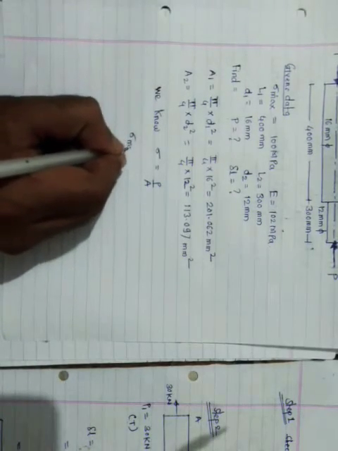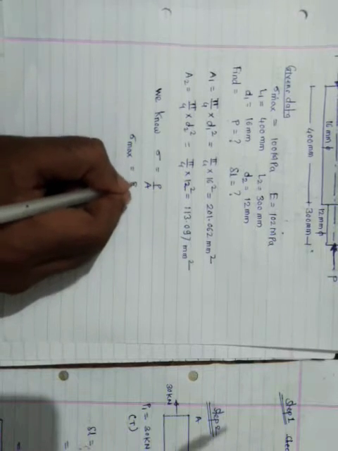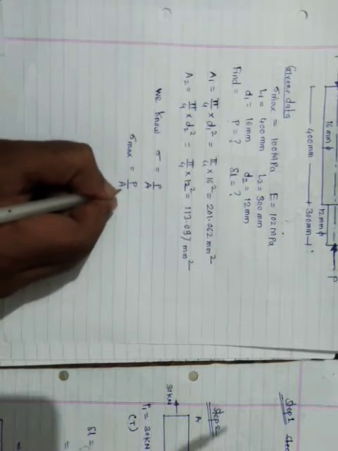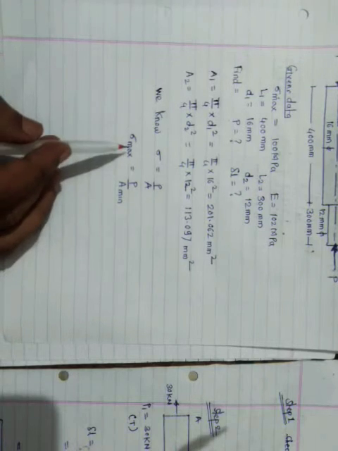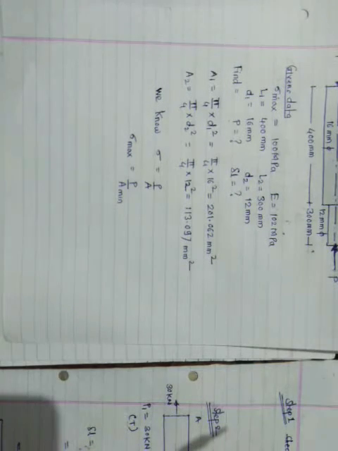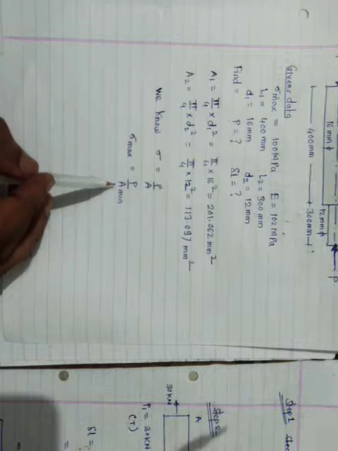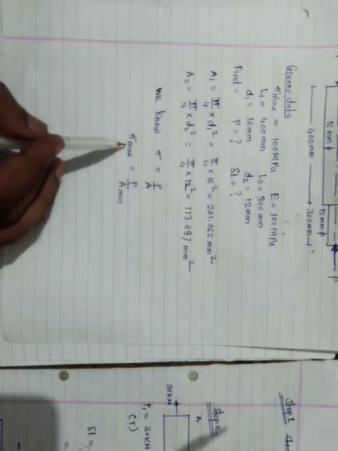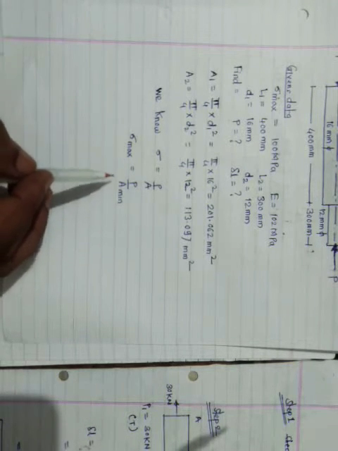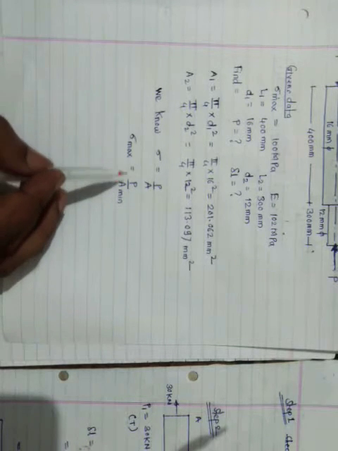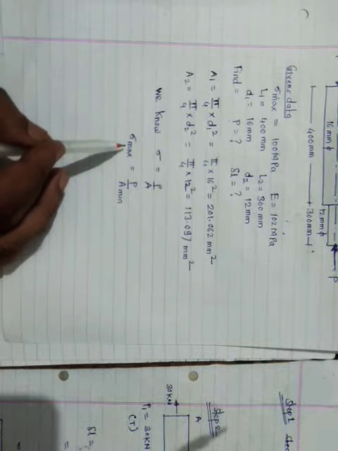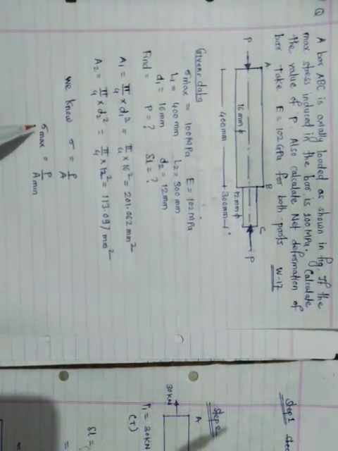Then here they give maximum stress, sigma max. Hence the formula becomes P upon A minimum, because they are inversely proportional to each other. When we use A minimum, we get maximum stress. If we use A maximum, then stress will be minimum. But here they give maximum stress 100 MPa, hence we use sigma max.